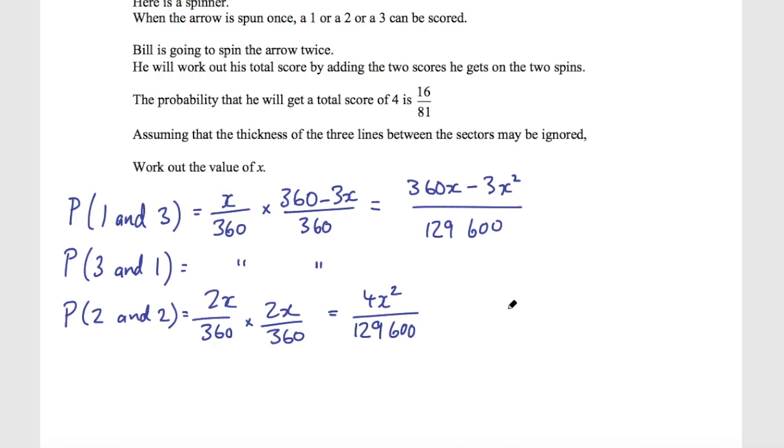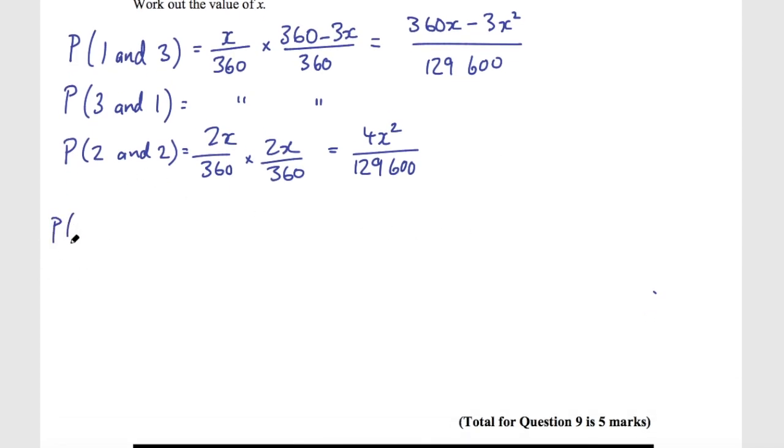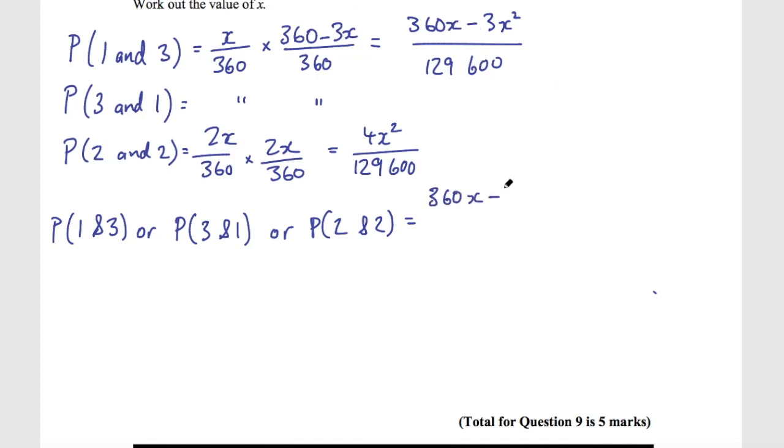And now what we need to work out is the probability of a 1 and a 3, or the probability of a 3 and a 1, or the probability of a 2 and a 2. And when we're using or, we add. So we need to take the probability of a 1 and a 3, add it to itself essentially again, and then add the probability of a 2 and a 2.